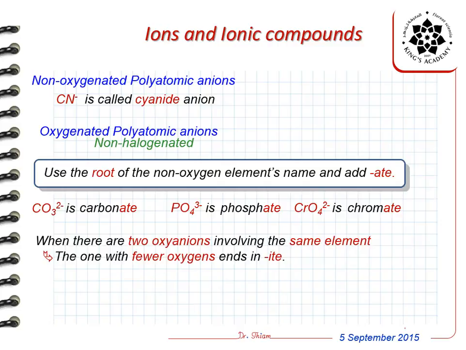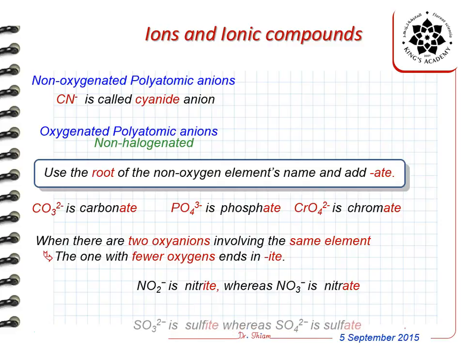Now, there are a couple of exceptions here. When there are 2 oxyanions using the same non-oxygen element, the one with fewer oxygens ends with ITE, and the one with more oxygens ends with ATE. Example: NO2- and NO3- both have nitrogen and oxygen, but one has more oxygens and one has fewer. The one with fewer oxygens ends with ITE, so NO2- is nitrite, and NO3-, which has 3 oxygens, is nitrate.